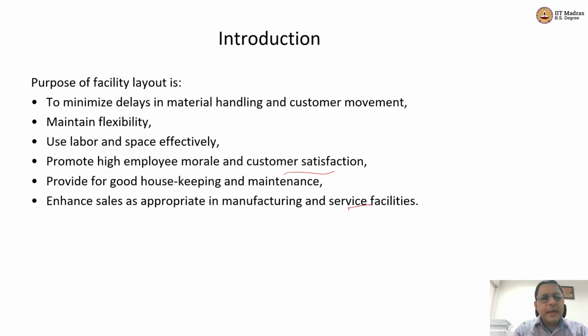And therefore it may have an impact on your sales. So layout does matter. Facility layout does matter, whether you are talking about manufacturing industry, retail industry, any industry. Even in an academic institute, facility layout matters. I hope that point is evident now.